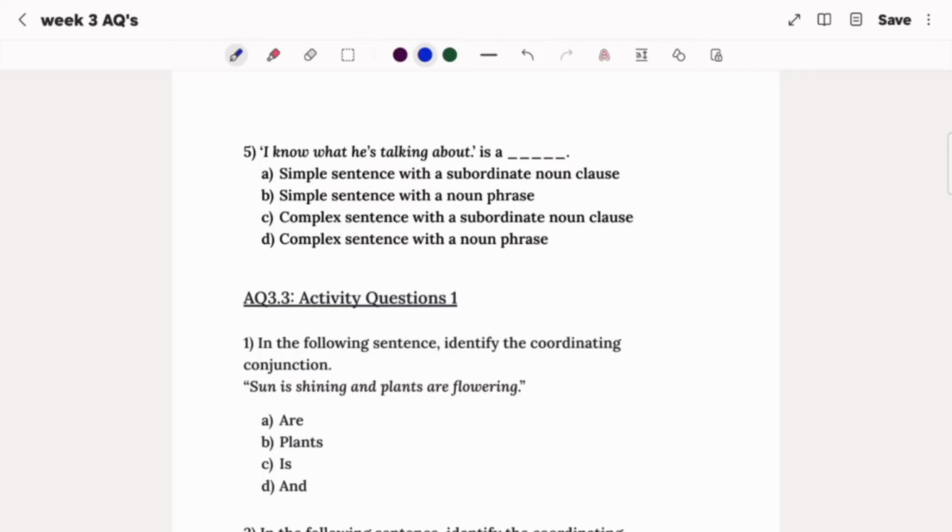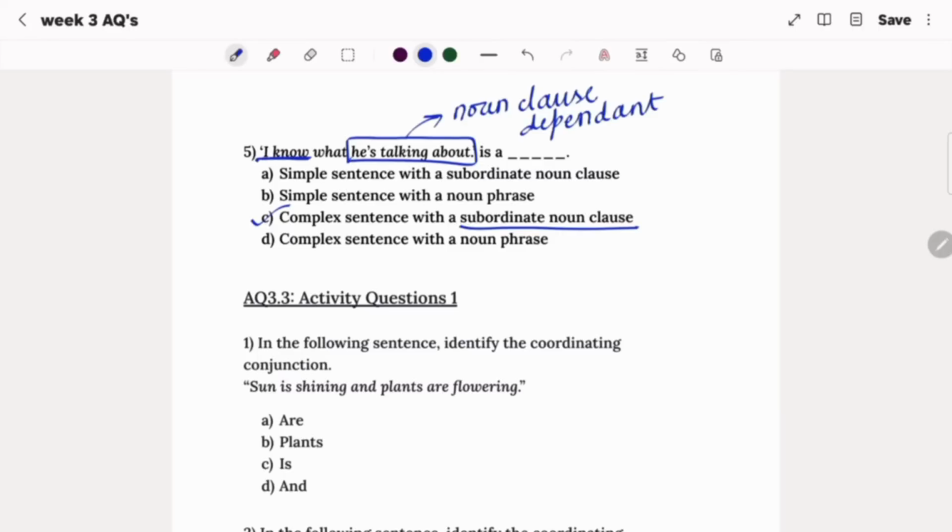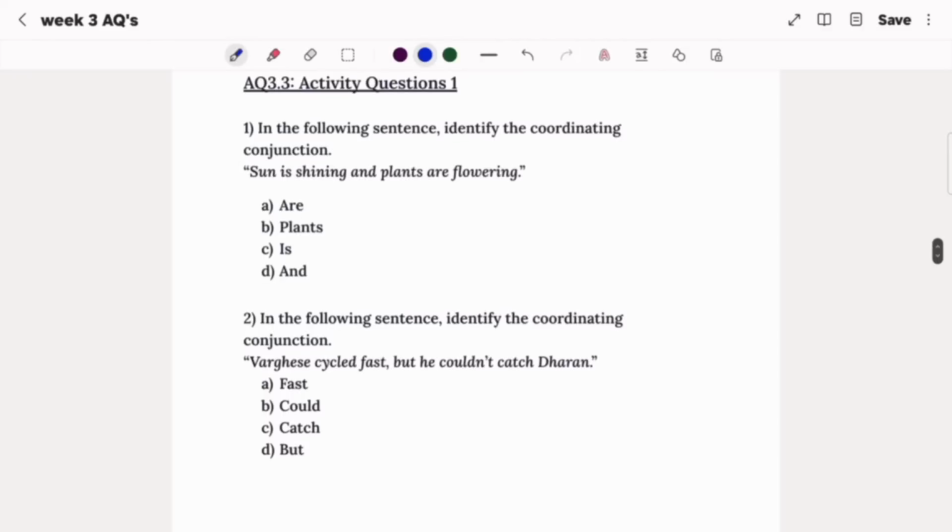So the next one, so many of them think this is a simple sentence, but it is not. It is a complex sentence with a subordinate noun clause. This is a noun clause, and it is also dependent. So it is a subordinate noun clause, and it's a complex sentence. It has a main clause or an independent clause, and this is a dependent clause. Subordinate means dependent. So let's move forward.